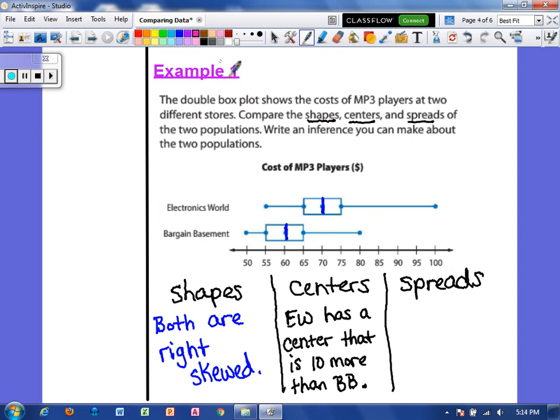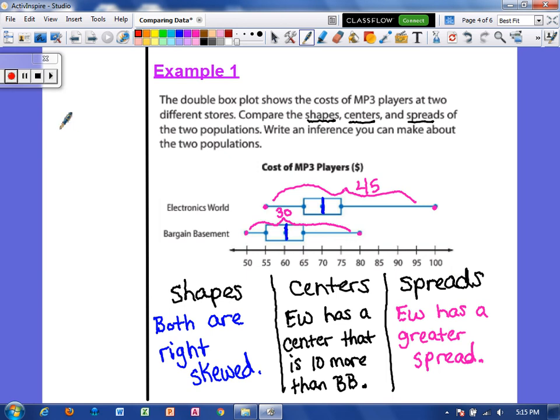Alright, now for the spreads, remember that's the range of the data. So for Electronics World, it starts at 55 and it ends at 100. So that has a spread of 45. Now for Bargain Basement, it goes from 50 to 80, so it has a spread of 30. So we could say that Electronics World has a greater spread.